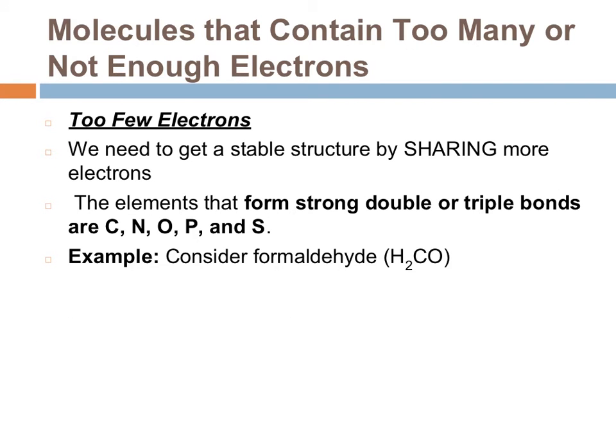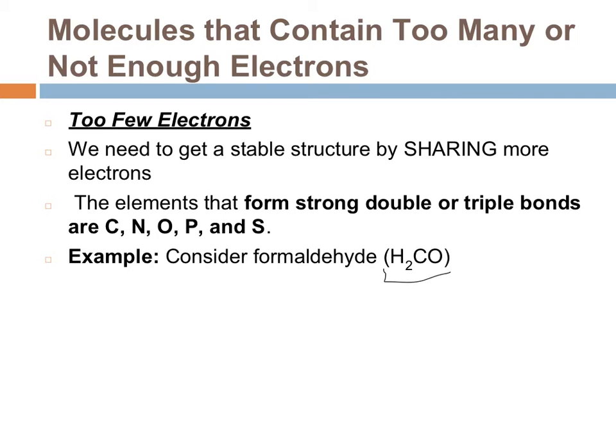Now sometimes molecules can contain too many or not enough electrons, so we want to go through an example of each, starting off with too few electrons. The way that we're going to get stable structures is by sharing more electrons to form either double or triple bonds. A good little hint to tell you that an element is going to form a double or triple bond is if you've got a carbon, nitrogen, oxygen, phosphorus, or sulfur.